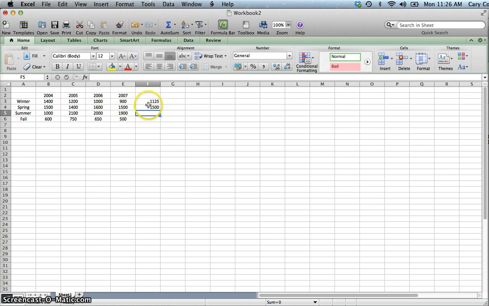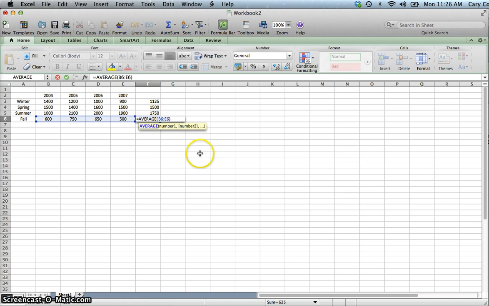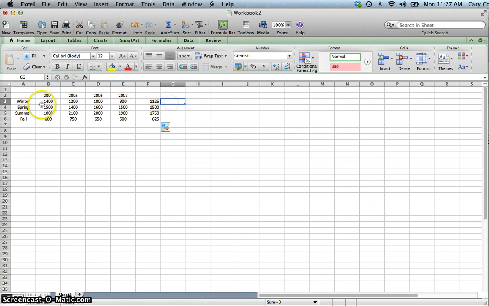I can just copy this down here. So I'm going to copy it down. We'll double check that it's doing it correctly. It's averaging those. Then the next thing you need to do is figure out what the overall average is for everything. So we have our seasonal average. Now I want to know what the overall average is. So the overall average is everything.